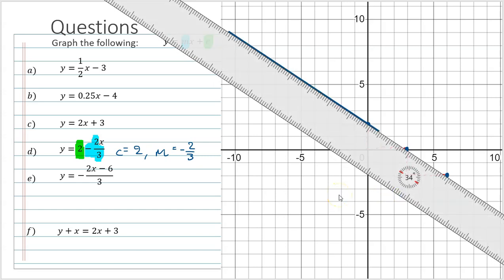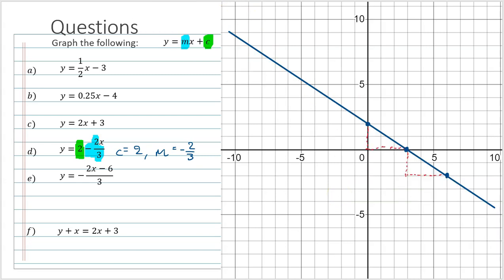There we go. Drawing the line through all of the points we just marked. Bingo. So notice the line is going downwards again because we've got a negative gradient. Finish it off with the equation. We've got y equals 2 minus 2 over 3x.